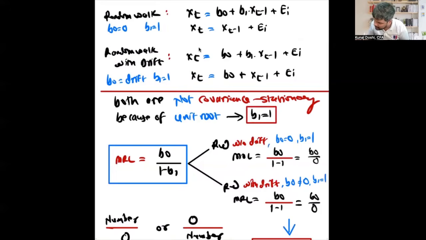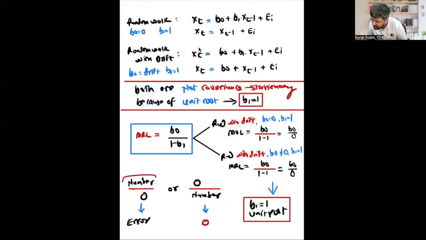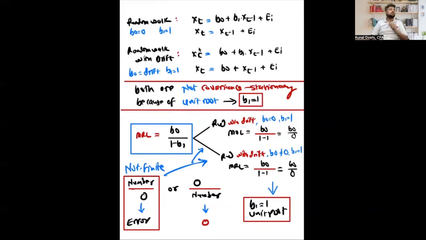So here, unit root creates a problem. We want a finite mean reverting level. It is not finite. This is what happens under random walk with or without drift. Unit root means it's not a finite mean reverting level. Your calculator throws you an error. So whenever B1 is equal to 1, we cannot use the random walk with or without drift.